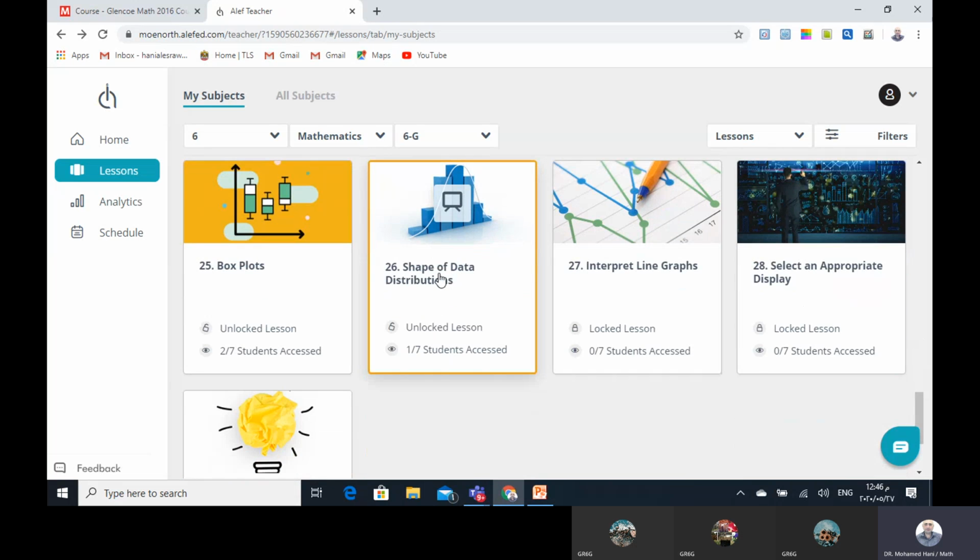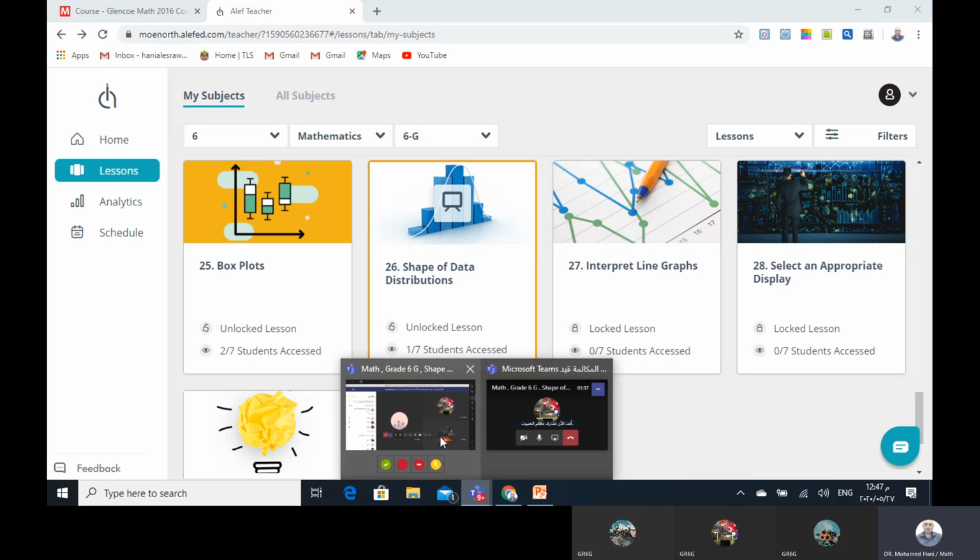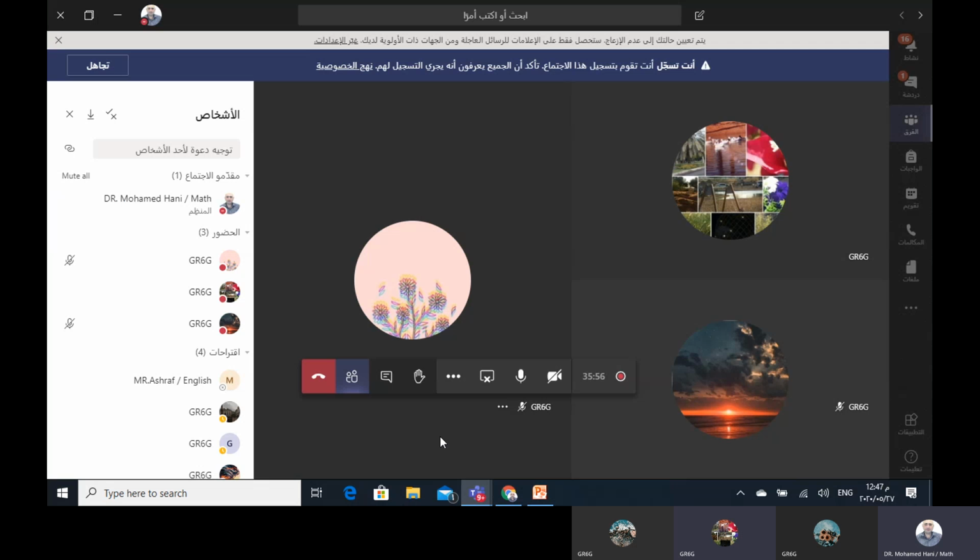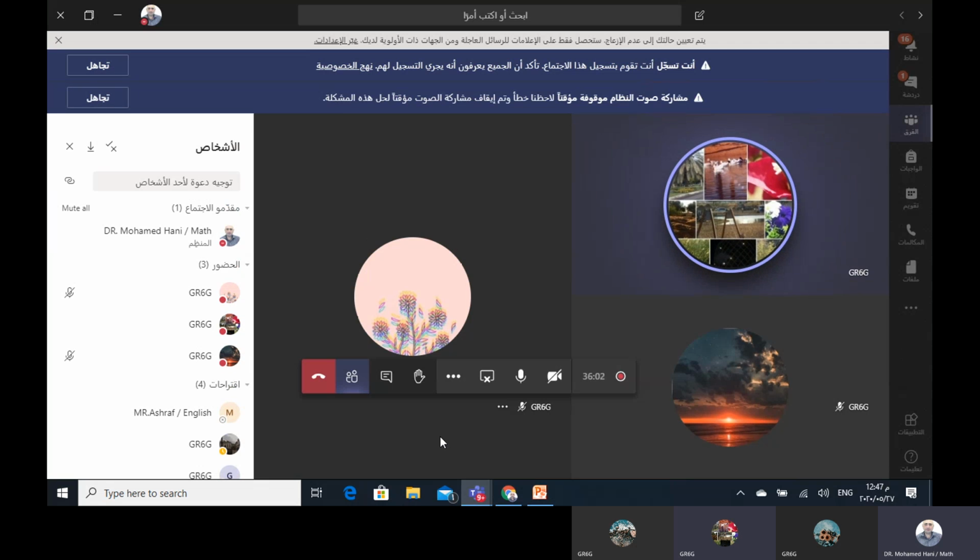This is our lesson today, shape of data distributions. The number of our lesson is 26. So please, I want all the girls today to go inside your account in the Alef program and solve this lesson, and please send me your score to get good marks, inshallah. Right. No questions? Mister, can I make it tomorrow? Can I do this lesson in Alef tomorrow, not today?